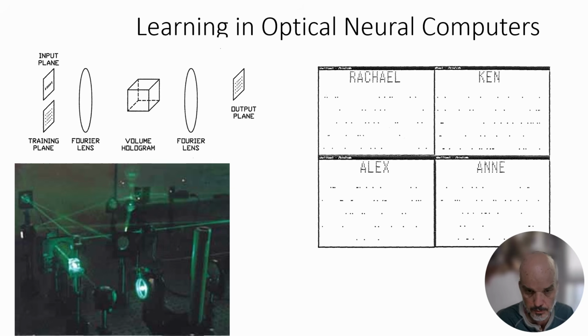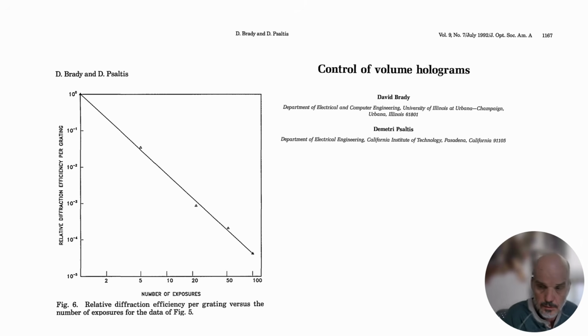There are two basic problems with this architecture. One is that the Hopfield memory itself has a famously low capacity, and the second problem is that you use this holographic recording in sequence to record patterns in a volume. The dynamic range of the hologram drops in proportion to the square of the number of holograms you create, which was published in this paper that Professor Psaltis and I wrote in 1992, showing this decrease in the diffraction efficiency of a hologram in proportion to the square of the number of holograms recorded.